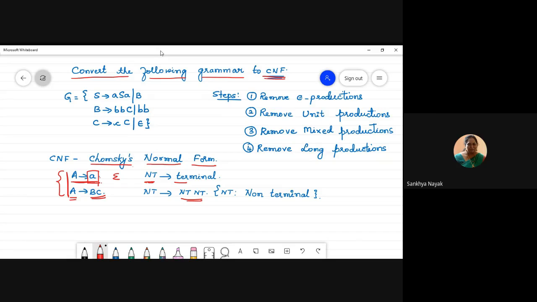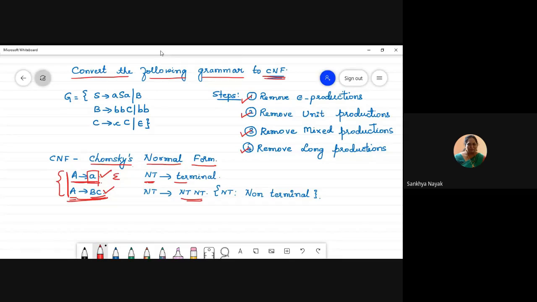To do that, we have to follow 4 steps. First step is to remove epsilon productions. Second step is to remove unit productions. Third step is to remove mixed productions. Mixed means where you have terminals and non-terminals mixed. And finally, you have to remove long productions to get it into either this format or this format.